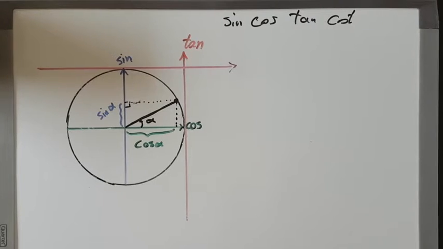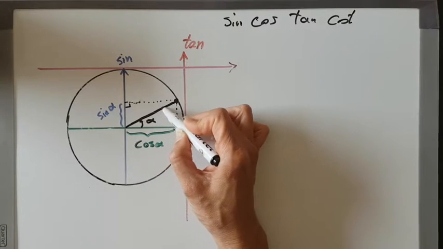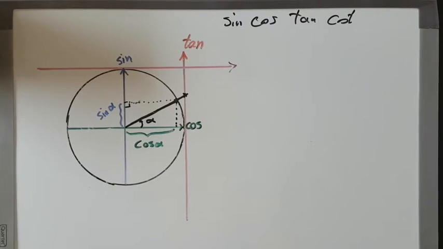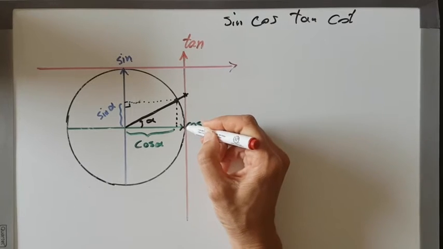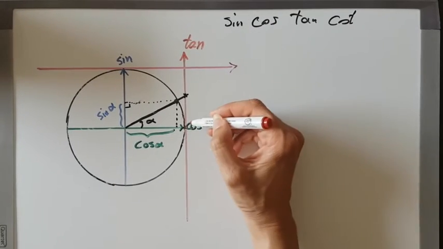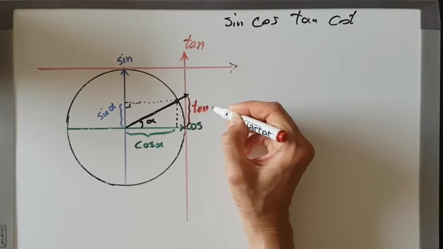And how can we find the tan of this angle? In this case, we won't draw a perpendicular anymore. We just continue this angle, and wherever it meets the tan axis from the origin of this axis, of course this is the positive, this is the negative, as we know, this would be the tan of alpha.